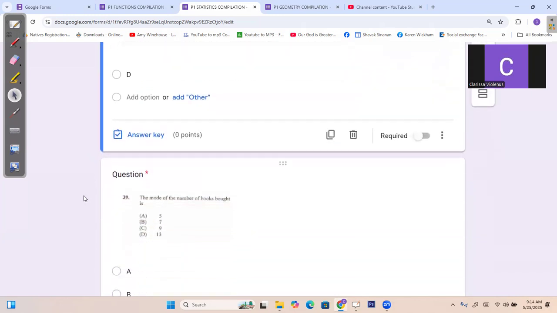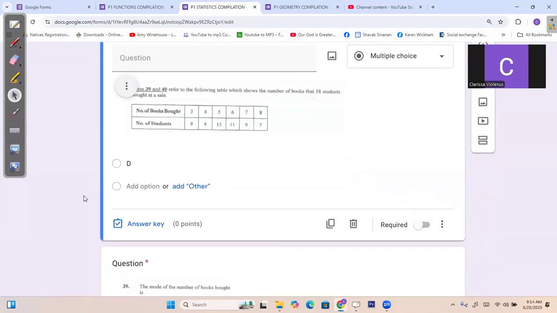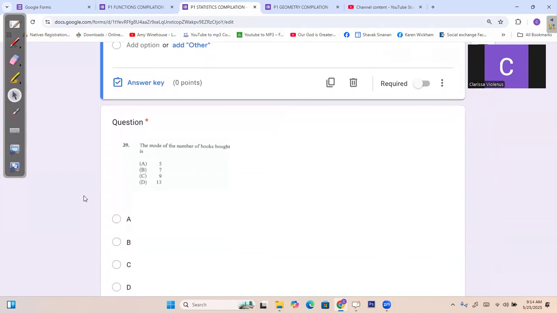All right, so it says here, the mode number of books is, who got the highest? 13. So your answer is 5. Right? 5. So your answer is A.